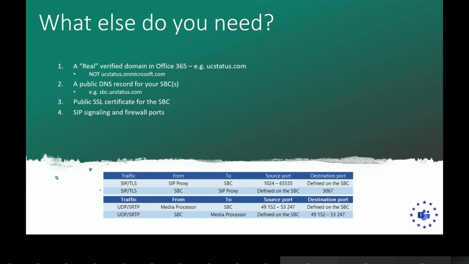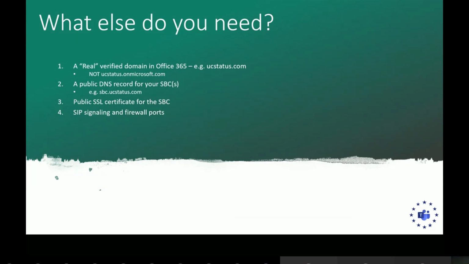You'll need some SIP signaling and firewall ports. I'm not going to read through the table there, but you can see this is all publicly available in the Microsoft documentation, what traffic is needed in and out. You'll need the Skype Online PowerShell module. That's something you download from the interwebs and install, and then you can connect to it. I'll show you how to connect to it in a little bit.